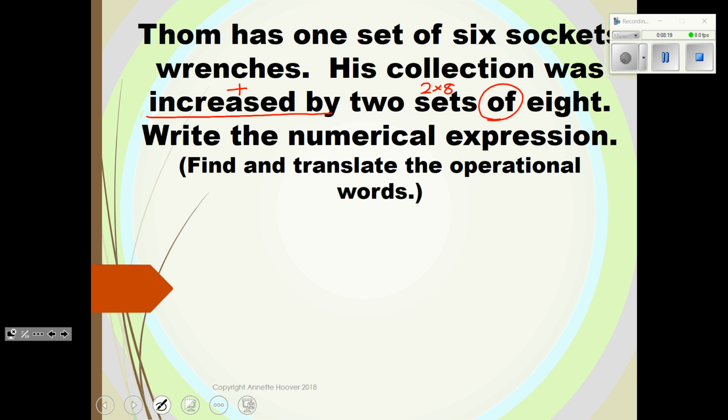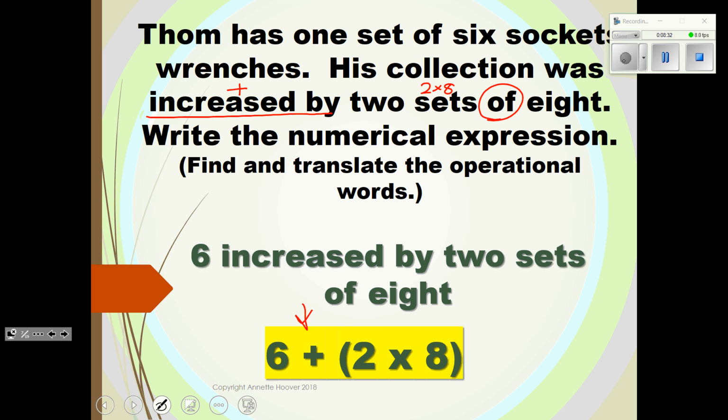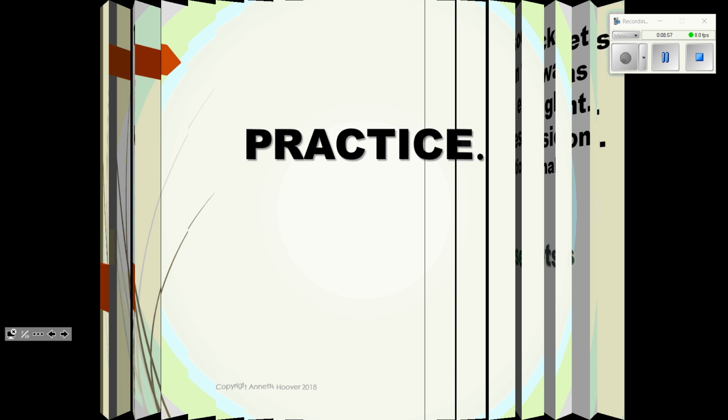So write the numerical expression for this. 6 increased by 2 sets of 8. So we have 6 increased means to add, and 2 sets of 8 would be 2 times 8. And if you want to get rid of the multiplication sign, you would write it like this. You would say 6 increased by 2 times 8. I put one of those in parentheses just so it won't look like the number 28. And there's no operational sign, so we understand that to be multiplication. We're not solving, we're just translating.